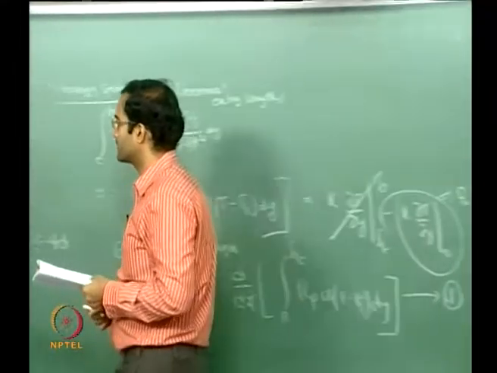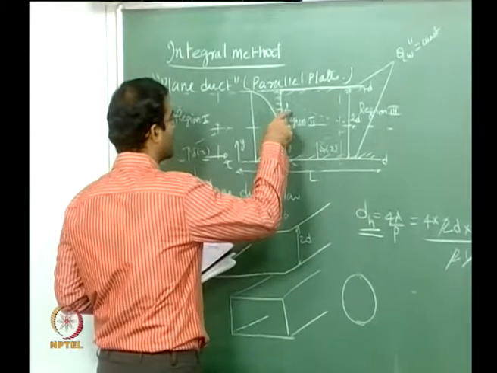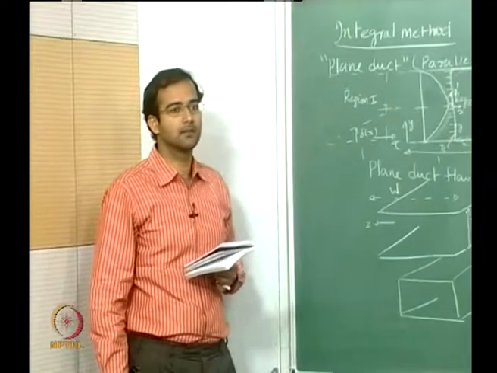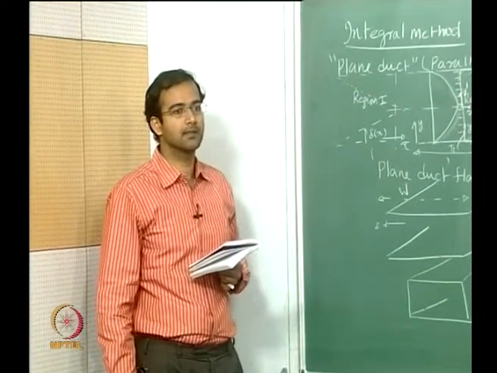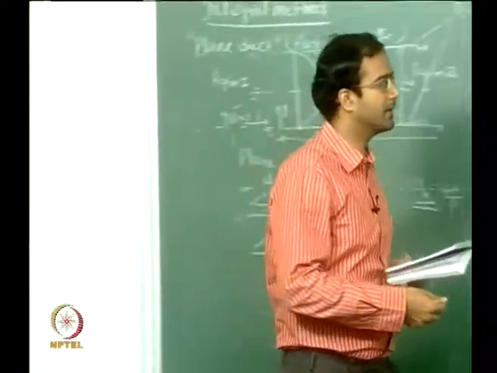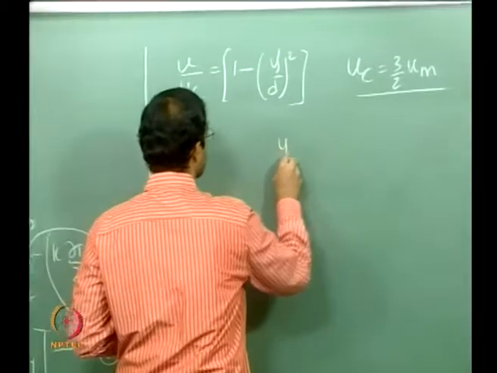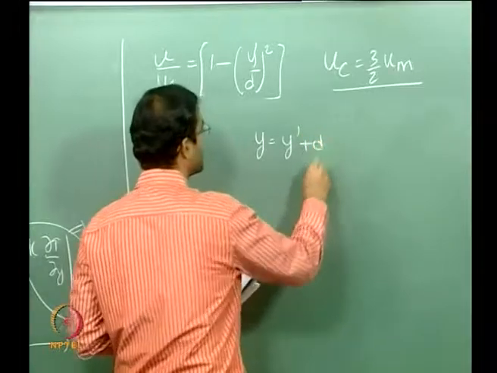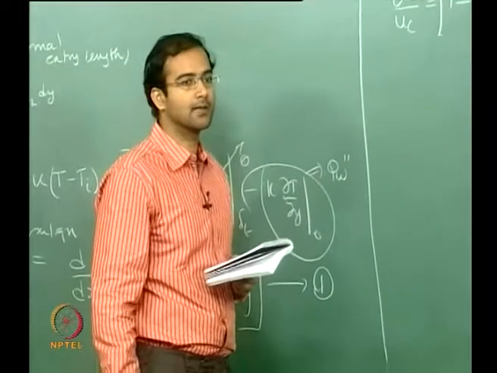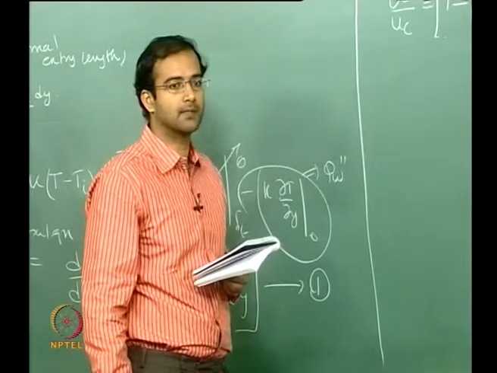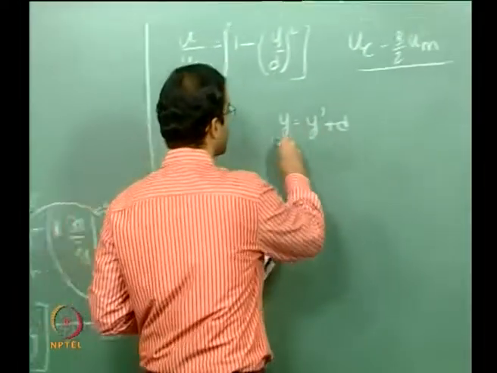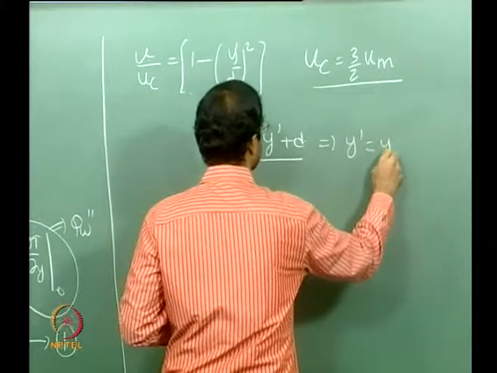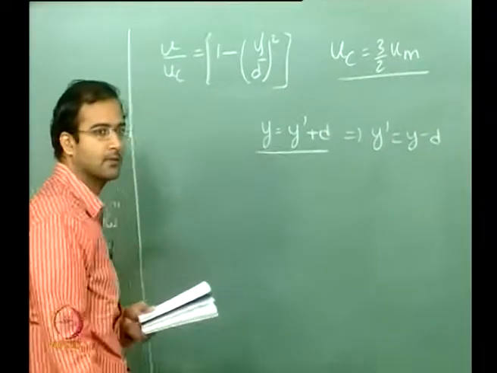So I want a system such that when y prime is equal to 0, then y should be equal to d, and when y prime is minus d, y should be equal to 0. So y should be equal to plus d. When y prime is equal to 0, y is equal to d, and when y prime is minus d, y equals 0. Okay, so this is basically your relation. So you can substitute for this y prime as y minus d into the profile, correct?